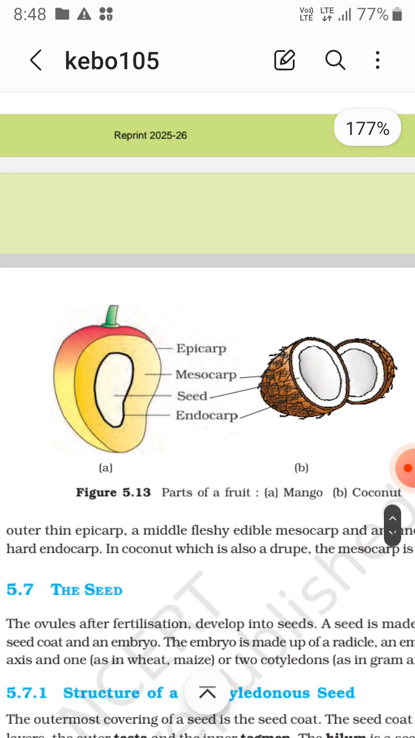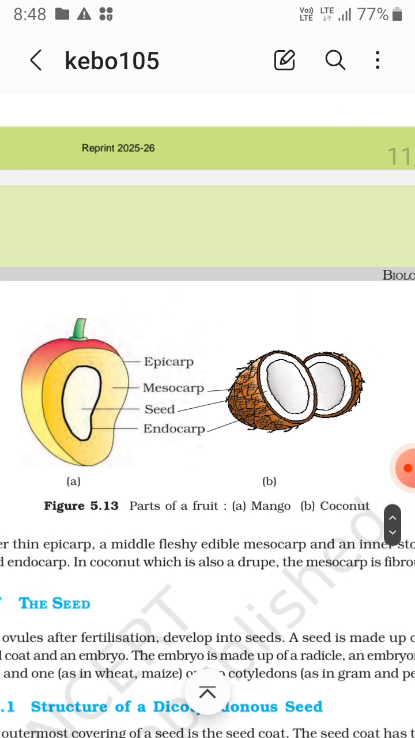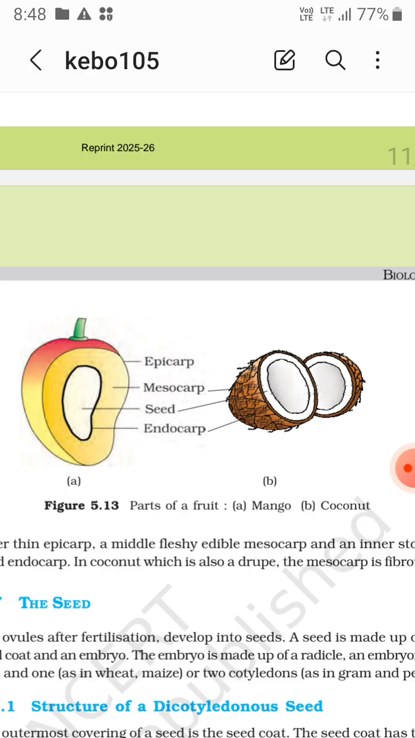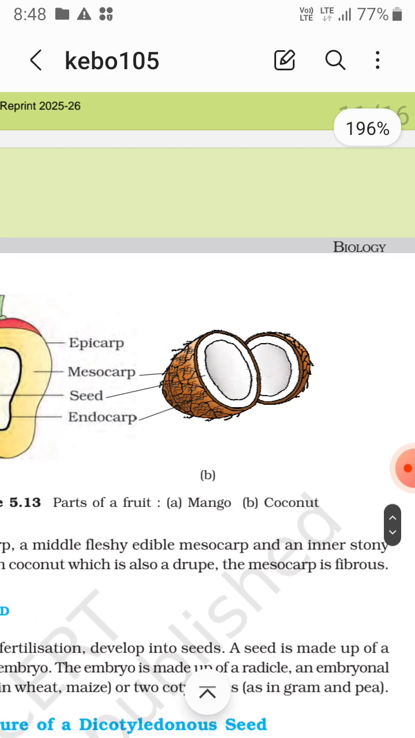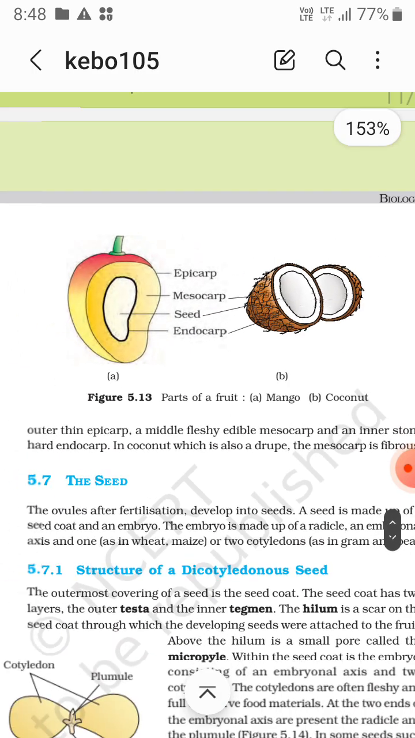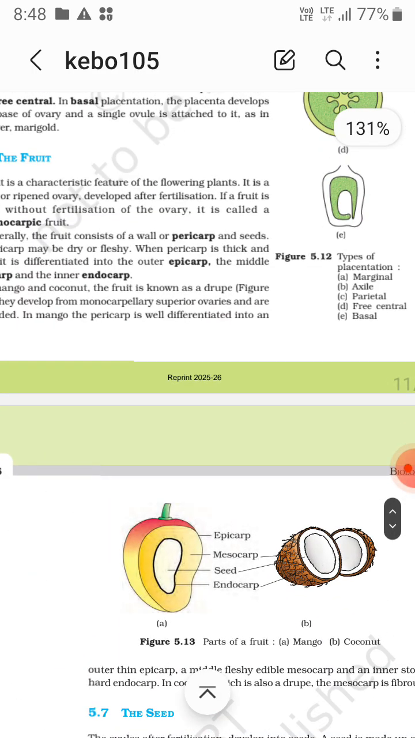As you can see in the parts of a fruit, that is mango, the outer is epicarp, the middle is mesocarp, and the inner is endocarp, and inside is the seed. So a fruit consists of a wall, that is pericarp, plus seed. Now in the coconut, as you can see, the mesocarp is fibrous and the inner is endocarp. Epicarp is not shown in the coconut.